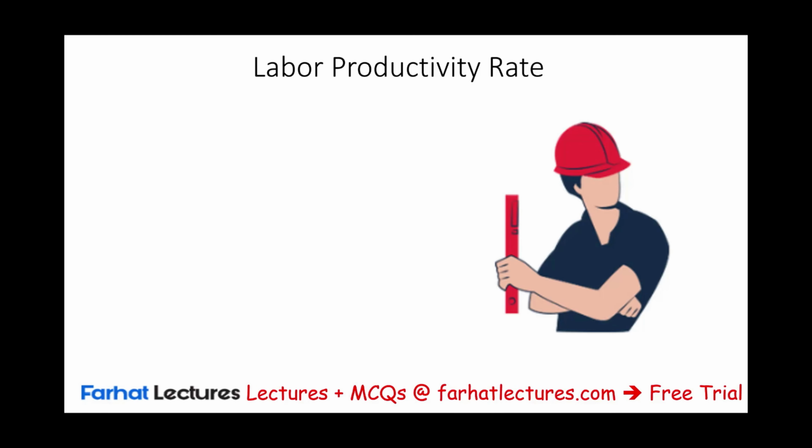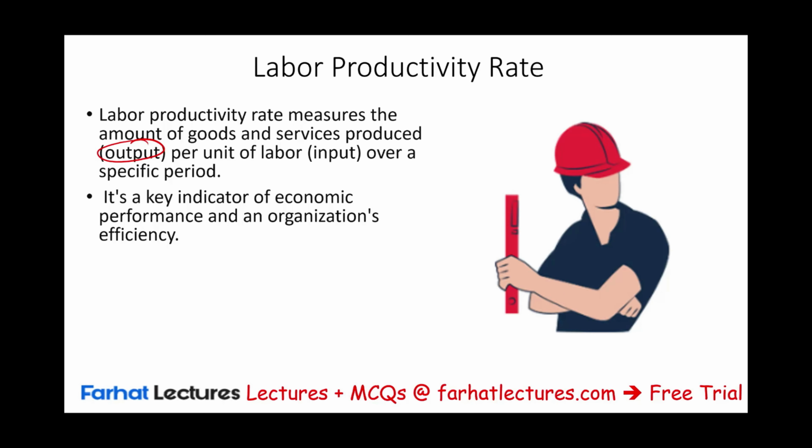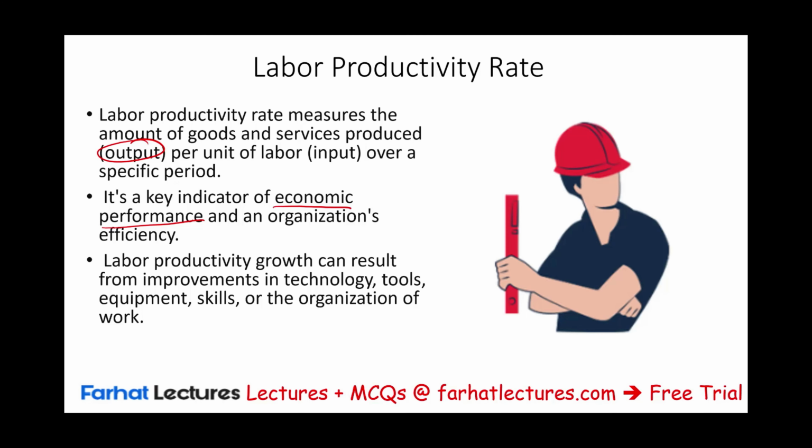Another non-financial measure we can compute is labor productivity rate. Labor productivity rate measures the amount of goods and services produced, output, per unit of labor over a specific period of time. It's a key indicator, usually an economic indicator, but it could be used for any company, of economic performance and an organization's efficiency. So labor productivity rate can result from improvement in technology, and usually that's what really improves labor productivity rate, because with technology, you can produce more with less.